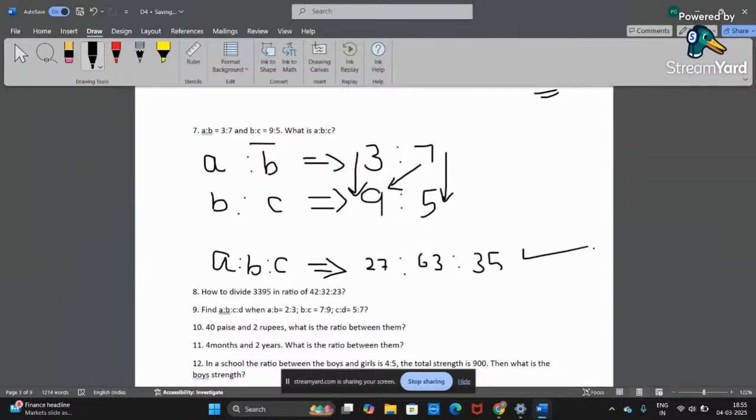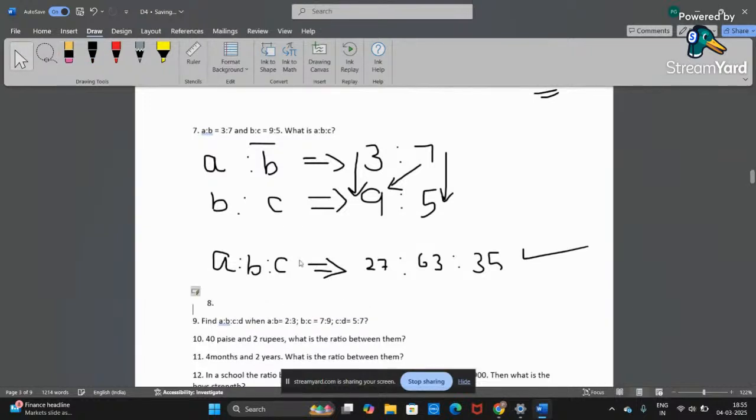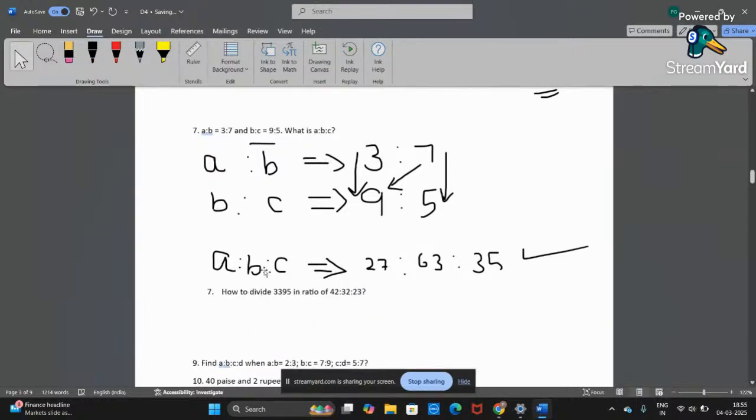Okay, let's move on to find the next one. How to divide 3395 in the ratio of 42 is to 32 is to 23. First, this is very simple. First, we need to add these three numbers.